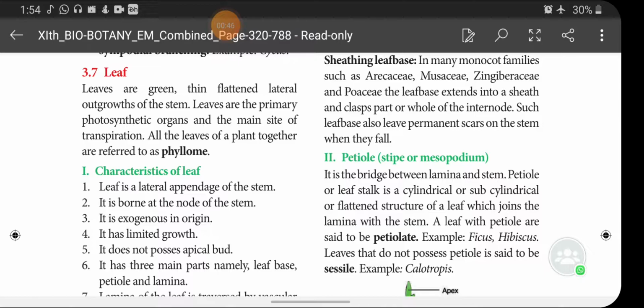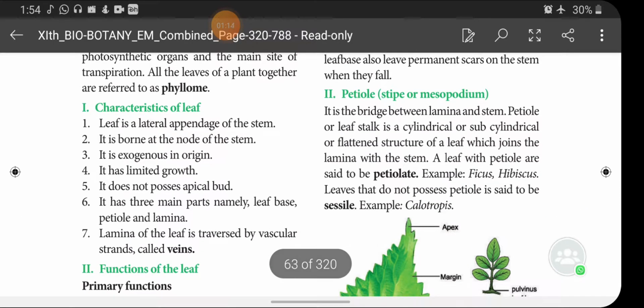Okay, what are leaves? You all know, what are leaves? You know very well. Yes, it is green in color, a thin, flattened, lateral outgrowth from the stem. Leaves are primarily photosynthetic and do the transpiration function, you know very well. Photosynthesis takes place in the leaves. The leaf is the site of photosynthesis, and transpiration also takes place here. All the leaves of a plant together are referred to as what?